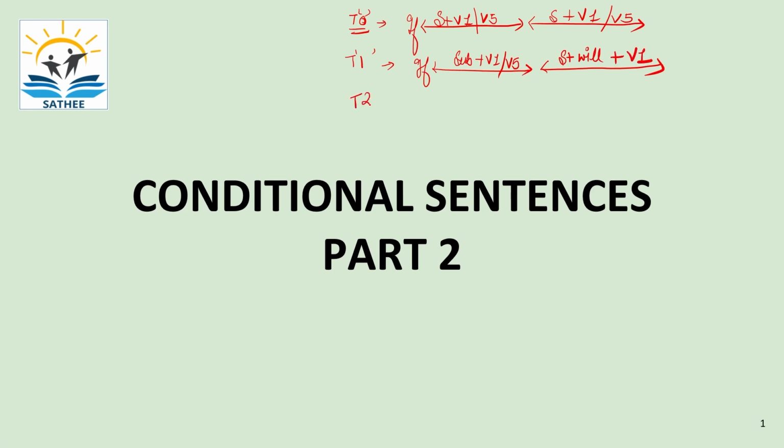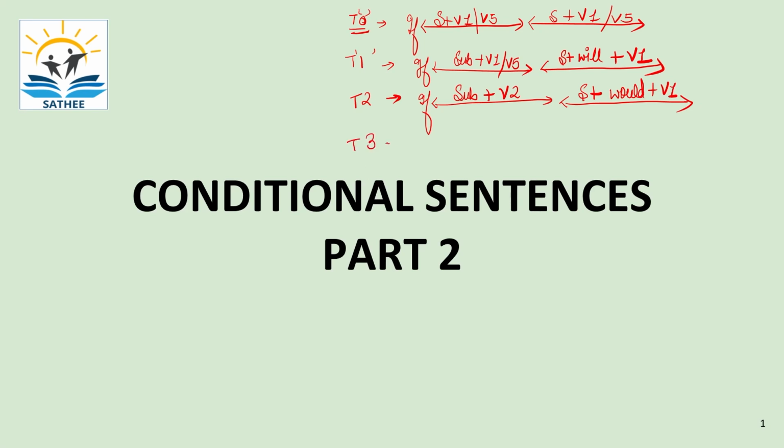Then we have type 2 condition, that is if, followed by 2 clauses again. The first will be in past indefinite tense, that is subject plus verb second form. And the remaining will be in subject plus would, then verb first form, because this is purely an imagination. Therefore, we should use modal over here.